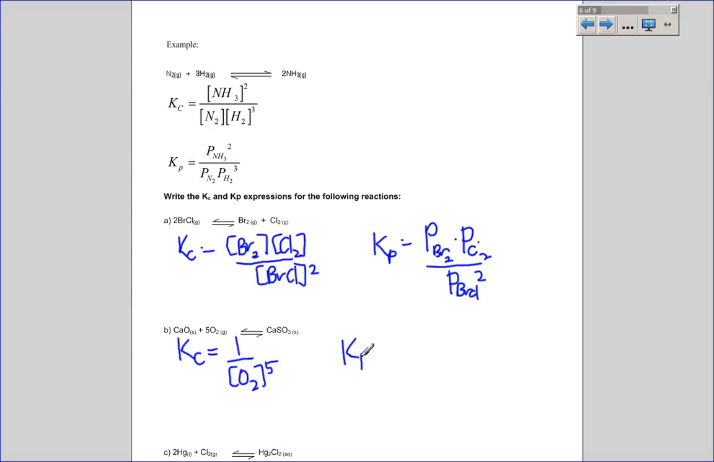And the Kp for this expression will be 1 over the partial pressure of O2 to the 5, which in this case would be the total pressure because there's only the one gas. And you can try the next example on your own. For that one, there will only be a Kc.